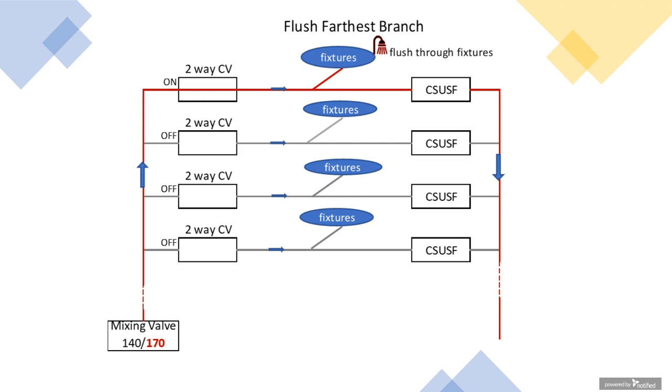Also, in your controllers, you can actually put timers in your controls that will run this for 20 to 30 minutes and then shut it off. But basically, we'll flush that first branch for a period of 20 to 30 minutes. And that branch will then be thermally disinfected.